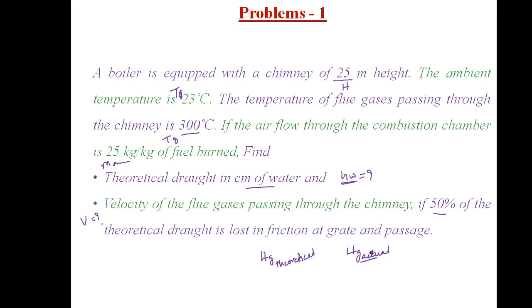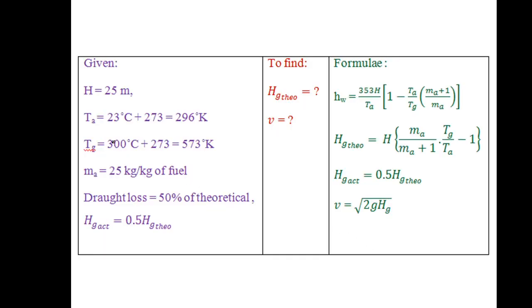So now the data given we will write. The height of chimney H is equal to 25 meter. Temperature of air is given as 23, and absolute temperature is 296 degrees Kelvin. Temperature of gases given is 300 degrees Celsius plus 273.